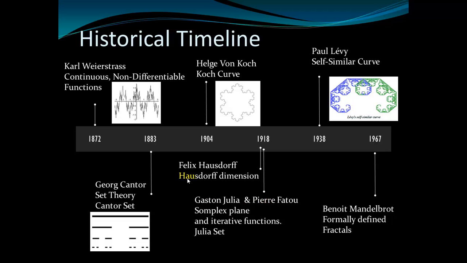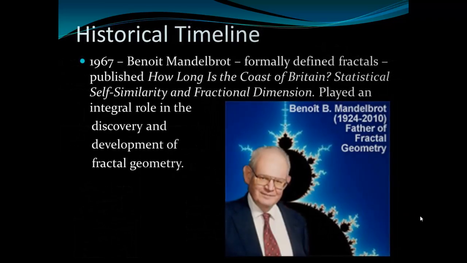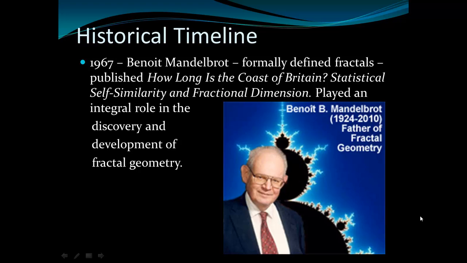This timeline shows an overview of the development of fractal geometry. As you can see, it started in the late 1800s. But wasn't formally defined until 1967 by Benoit Mandelbrot. Mandelbrot published his famous How Long is the Coastline of Britain paper that described fractals and their unique properties. He was able to piece together the work of those previous mathematicians to make this new discovery. For this, he is often called the father of fractal geometry.